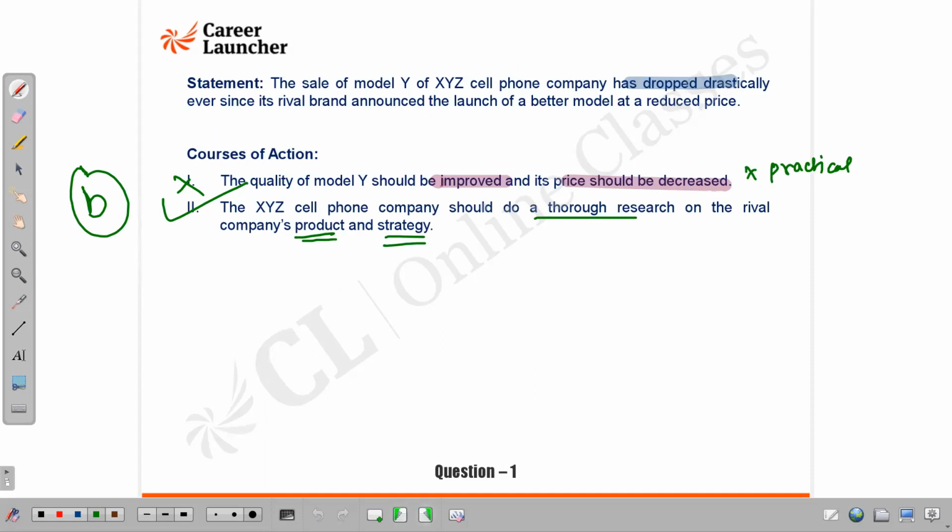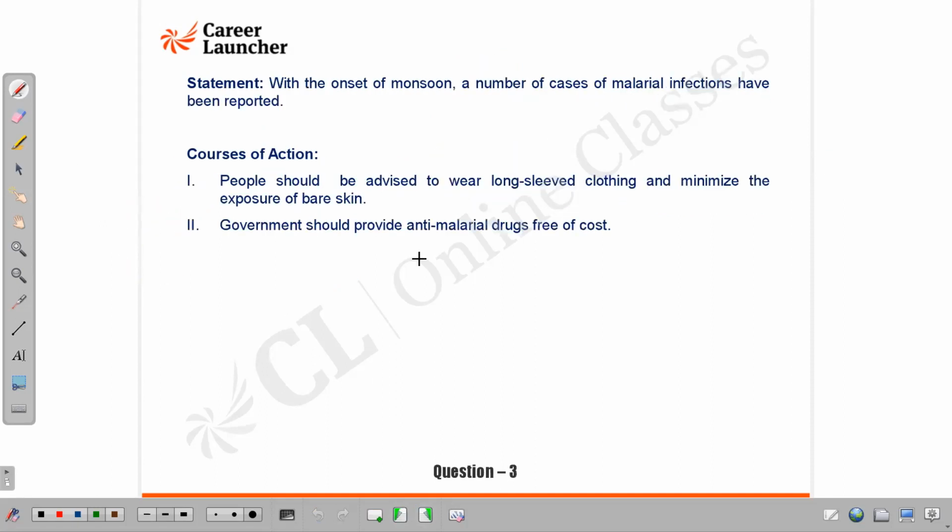Okay. Let's go to the next question. With the onset of monsoon, a number of cases of malarial infections have been reported. People should be advised to wear long sleeves clothing and minimize exposure to bare skin. I think that makes sense. This seems ridiculous if you become suggestive that what we should do is fogging, or put ads on the television. Again, don't be suggestive. Just because those valid courses of action are in your head doesn't mean this is not going to work. This is definitely solving the problem, and it's practical and administratively implementable.